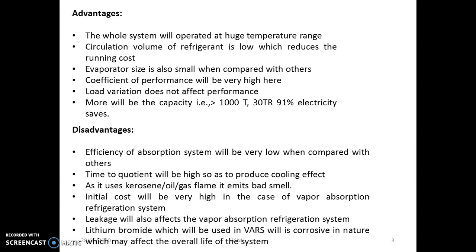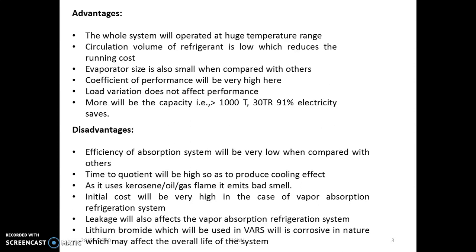Disadvantages are: the efficiency of the vapor absorption refrigeration system is very low when compared with other systems. Time to cooling will be high as compared with other systems. As it uses kerosene, oil or gas flame, it emits a bad smell. These fuels are used to heat the generator, so fuel consumption is more, and because of that pollution is also possible.